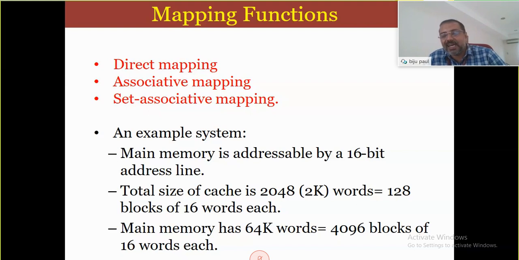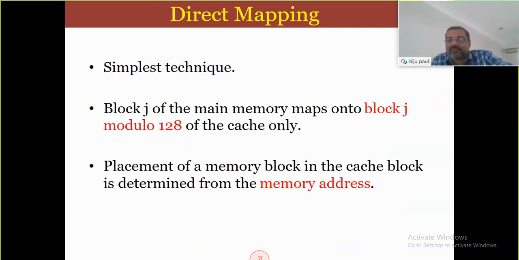Don't worry, we will have a diagram for it. Then it will be more clear for you. So without wasting time, let's go to the next. We will explain with the diagram and we will come back.